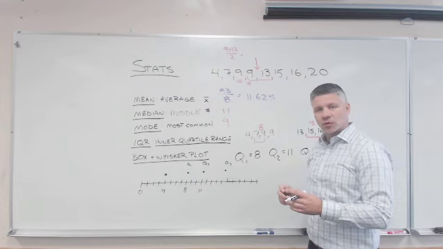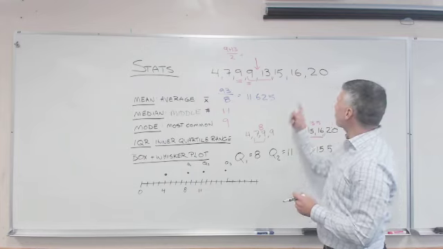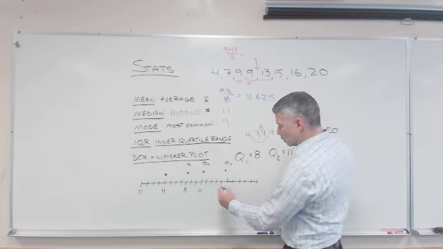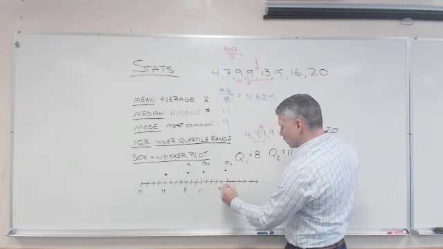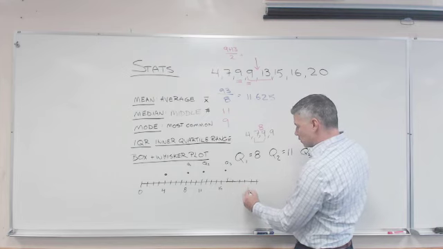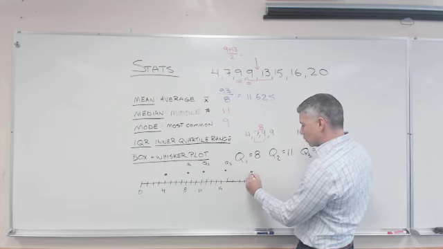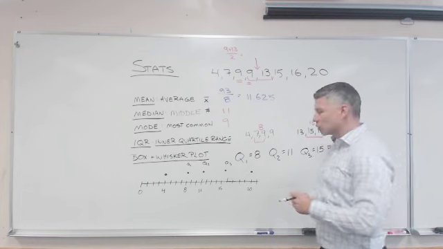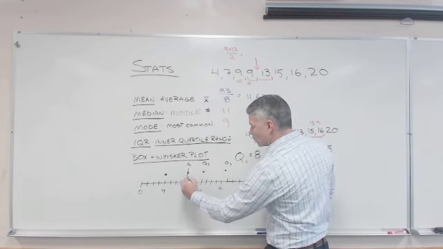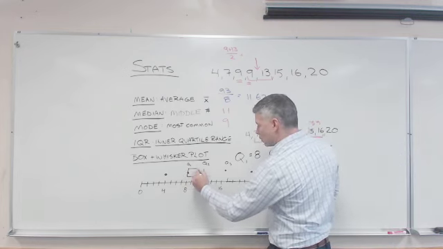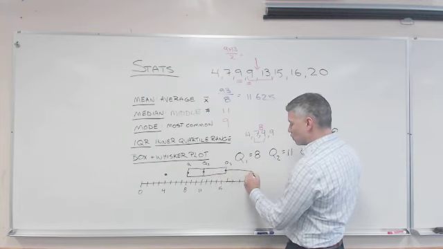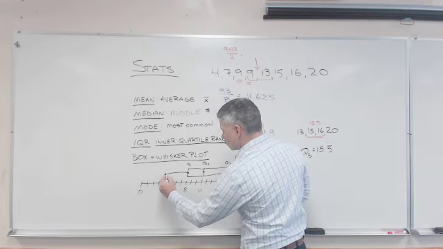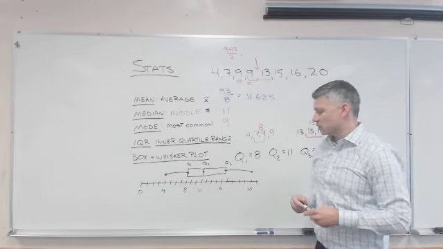And the last number is the maximum number, or the highest number, which is 20. So we had 11, 12, 13, 14, 15, 16, 17, 18, 19, 20. Now to make our box and whisker, we make boxes for Q1, Q2, and Q3, and we draw our whiskers to our minimum and maximum.